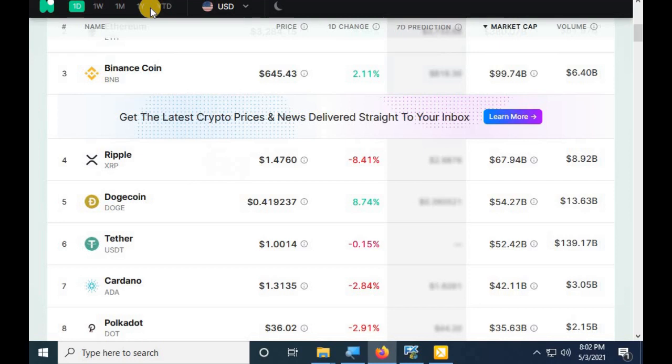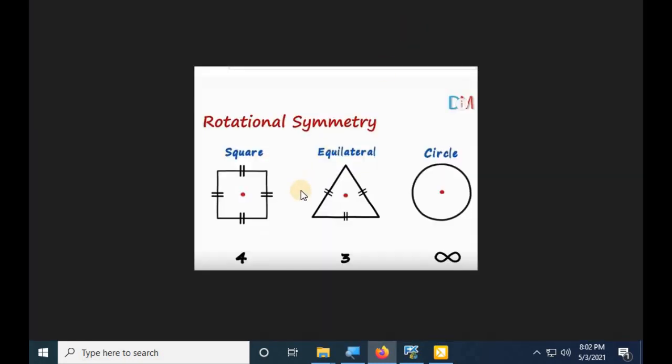So that's all I had, guys. I hope this is giving you a lot of ideas of how to capitalize more and how to use rotational symmetry in your crypto trading.